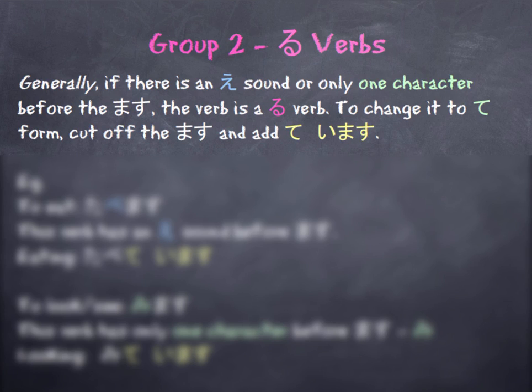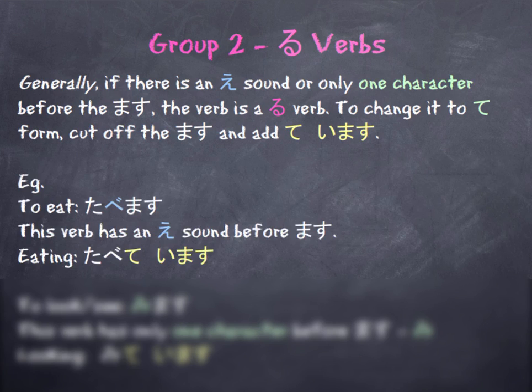Group 2 verbs are much more straightforward. These are our ru verbs. So generally, if there is an e sound or only one character before masu, the verb is a ru verb. Then to change it to te form, cut off the masu and add te imasu. So for example, to eat is tabemasu, and we can see here that this verb has an e sound directly before masu, which is be. So what we're going to do in order to change that into its te form is add te to the verb stem. So eating is tabete imasu.